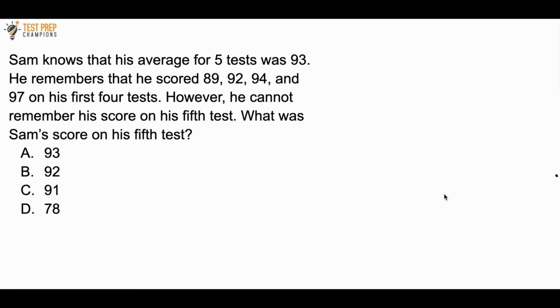Sam knows that his average for 5 tests was 93. He remembers that he scored 89, 92, 94, and 97 on his first 4 tests. However, he cannot remember his score on his 5th test. What was Sam's score on his 5th test? So if you'd like to, you can pause the video now and give this a shot, and if you get stuck, don't worry about it because we're just going to go over how to do it.